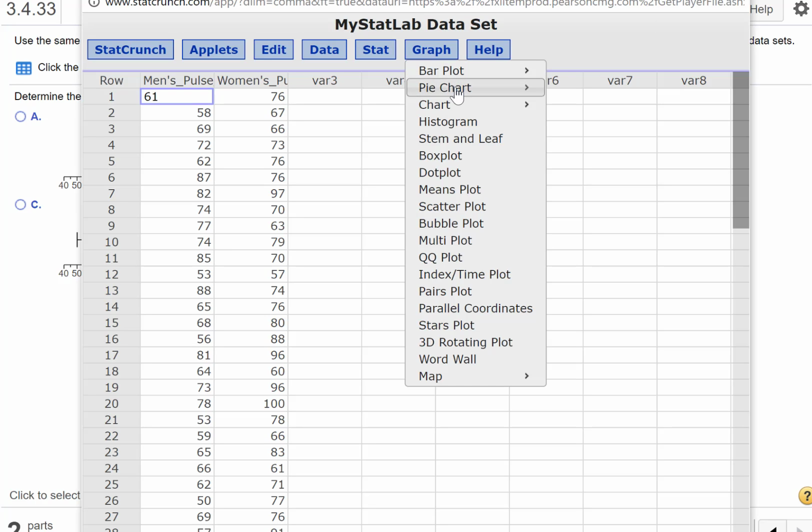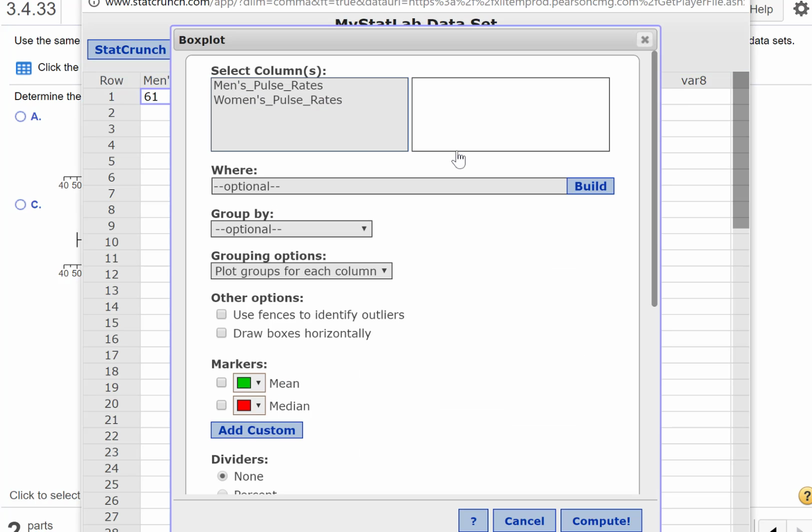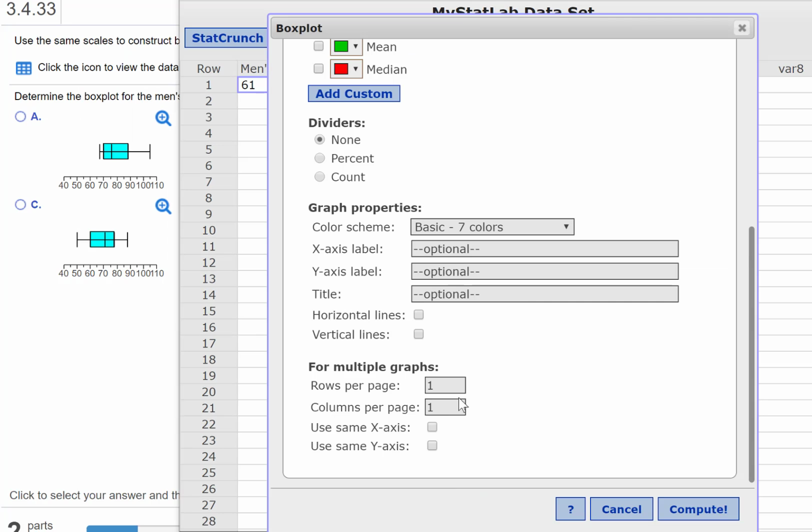Let's go to Graph and Box Plot. I'm going to select both of these. The only thing I'm going to change here is I want to graph both of these on the same axes. That's probably what they should have done in the problem. They just didn't do it. So for columns per page, we have 2 columns, so we'll do 2 columns per page. And we do want to use the same x-axis.